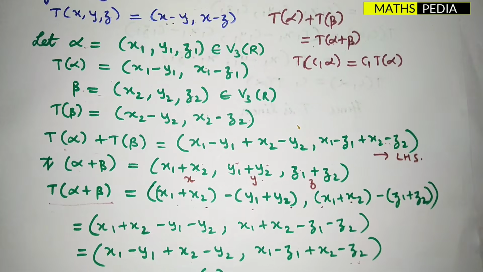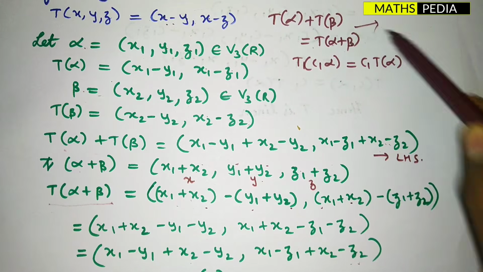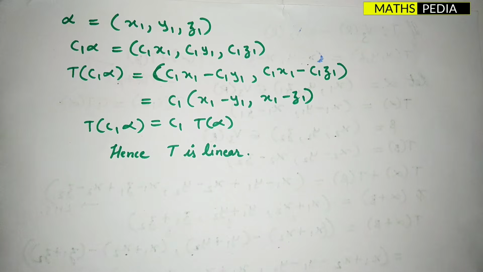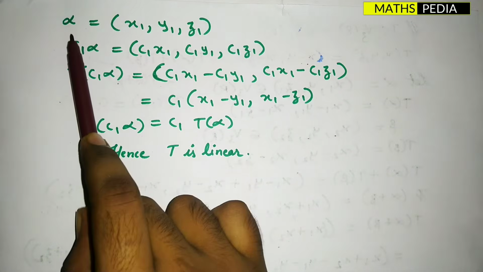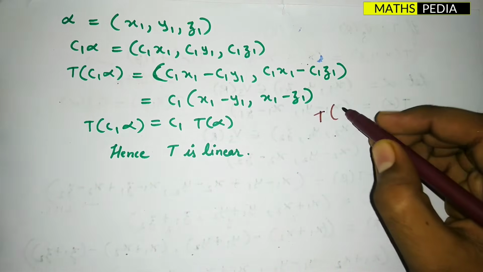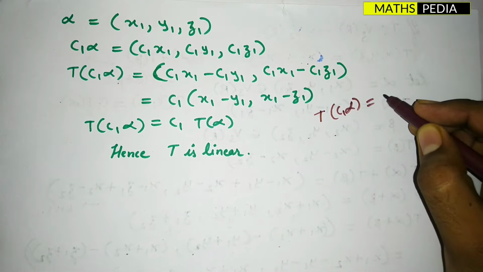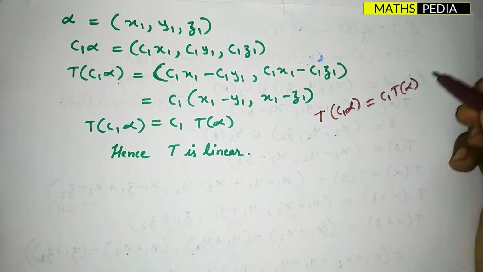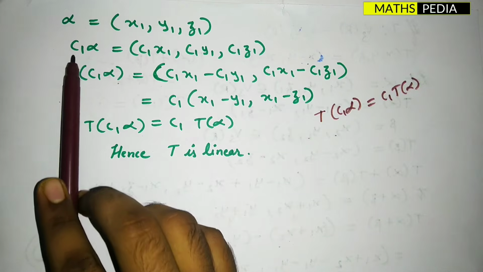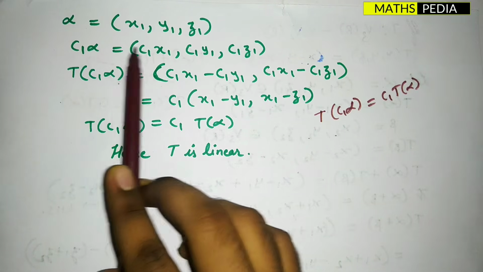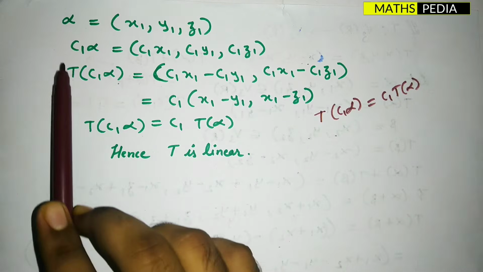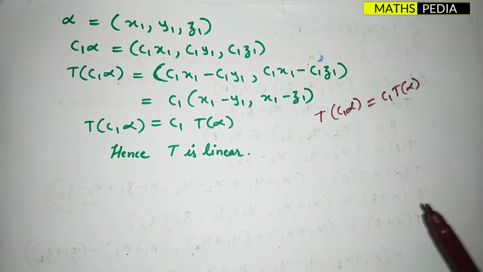satisfied, we have verified the first condition, so we need to verify the second condition also. It is not necessary, but still we'll verify that. So we have to prove that T of C1 alpha is equal to C1 into T of alpha. Okay, so alpha we have x1 y1 z1. Then what is C1 alpha? Just multiply with C1: C1 x1 comma C1 y1 comma C1 z1. Then T of C1 alpha we need to take.